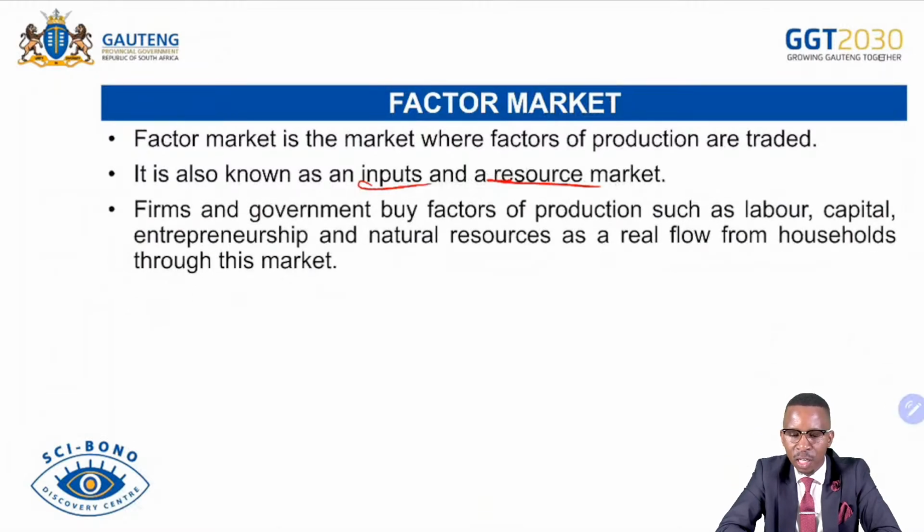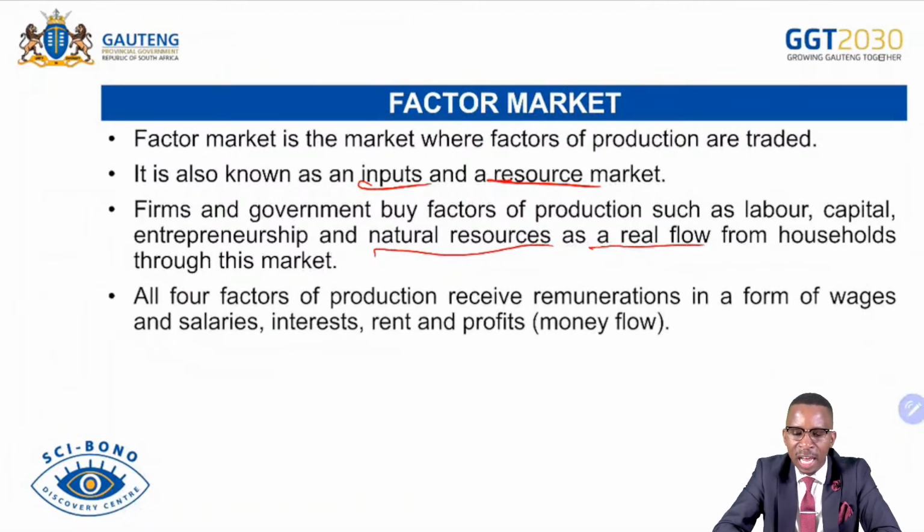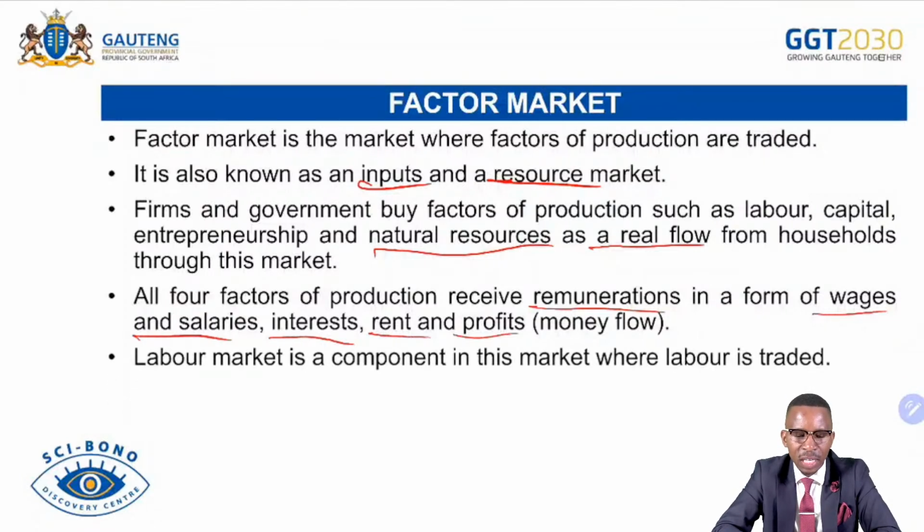Firms and the government buy factors of production such as labor, capital, entrepreneurship, and the natural resources or land, as the real flow from households through the factor market. All four factors of production are paid for; they are remunerated. We have wages and salaries paid for labor, interest on capital, rent for land, as well as profit for entrepreneurship. That is known to be a money flow. The labor market is a component of this market where labor is traded. So where business can find labor, that is known as a labor market.